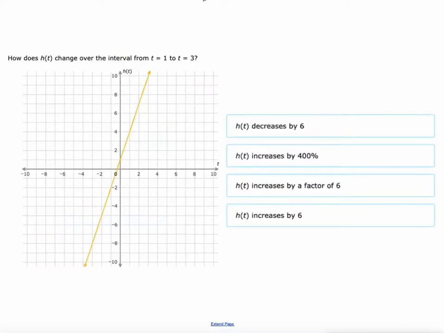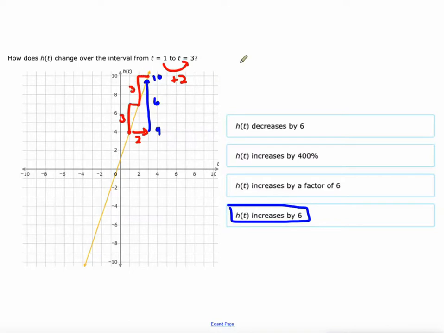All right, what about over the interval, this one, different function here, over the interval from 1 to 3. So here's our interval, change of 2, by the way, from 1 to 3. What happens? Well, we go up from 4 to 10, and 10 minus 4 is 6, so that's an increase by 6. Some might notice too that this line has a slope of 3. So if we do 3 times this 2, you'd get 6.